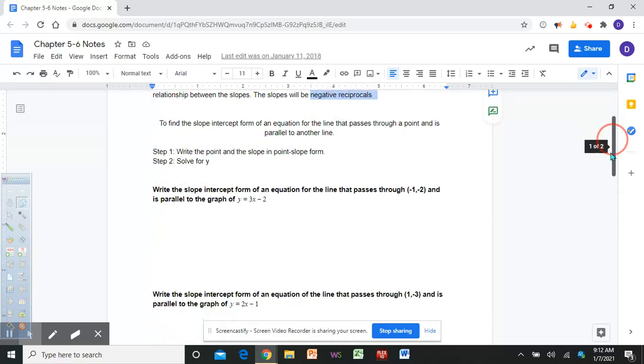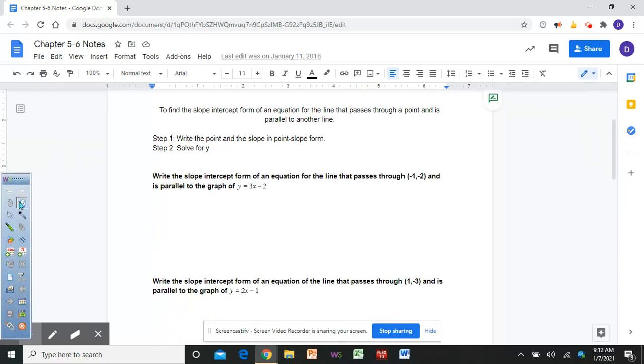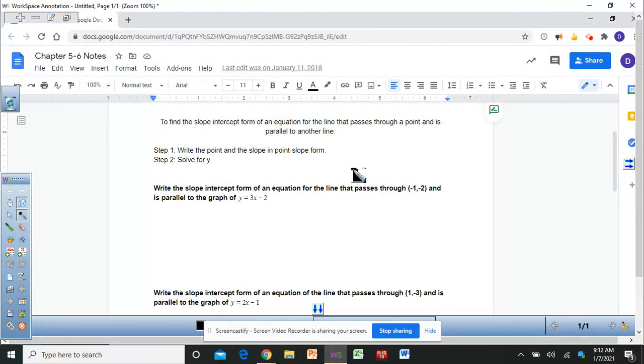When we're doing this, we need two things. Okay? We need to know what the slope is going to be, and we need to know a point. If we know those two things, we can do this. So these steps: write the point in point slope form. Remember, point slope form is y minus y1 equals m times x minus x1. And then we're going to solve it for y. So we're going to distribute, solve for y.